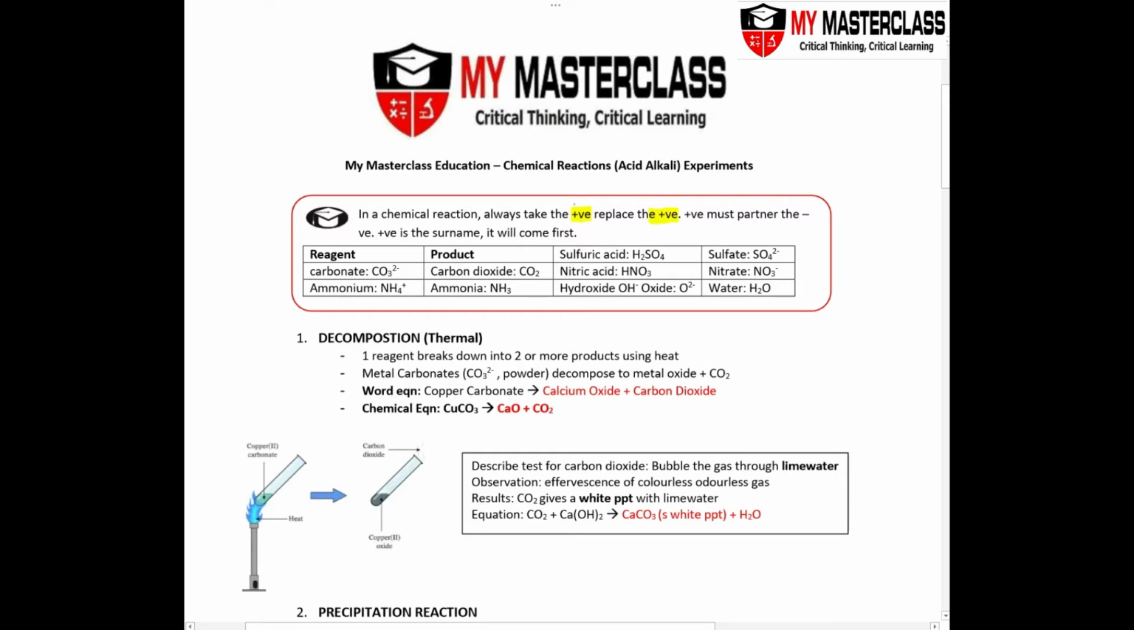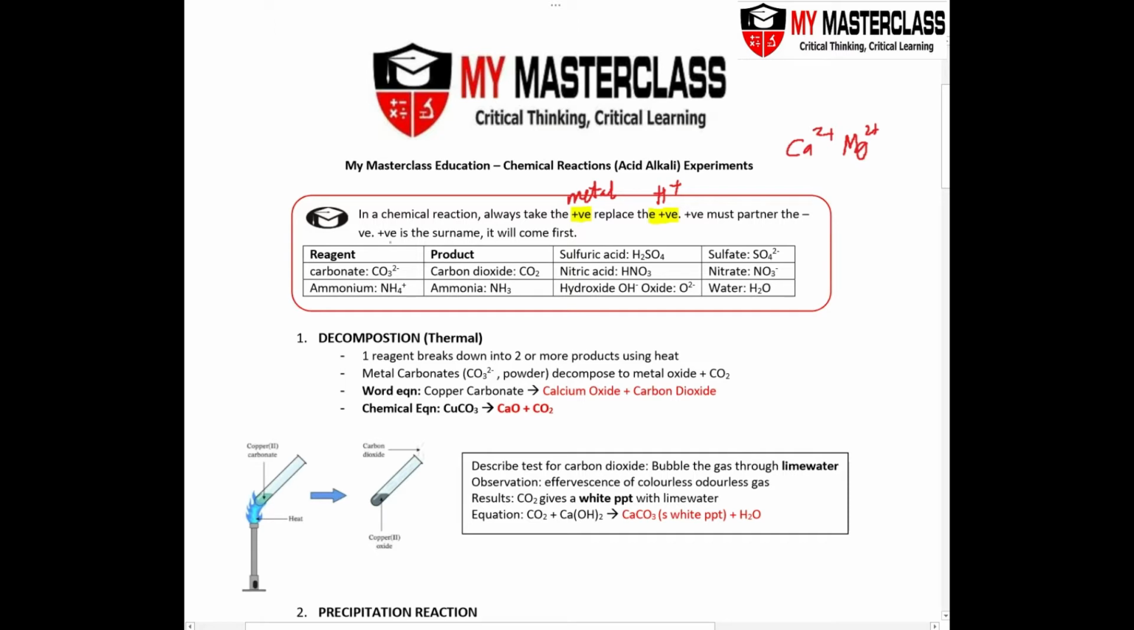So I'm taking this metal, replacing it with the H plus of your acid. So the positive ones must always partner the negative. Okay, so never have two cations like my Ca2+ partnering your Mg2+. Two positives will not hold hands, will not partner together.